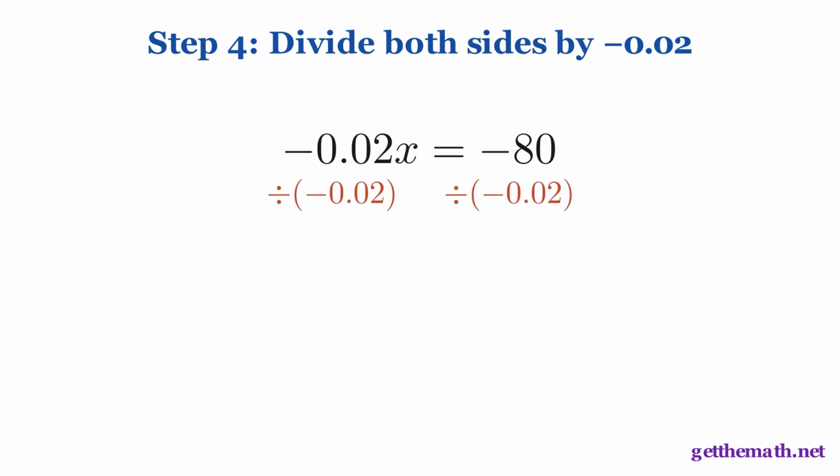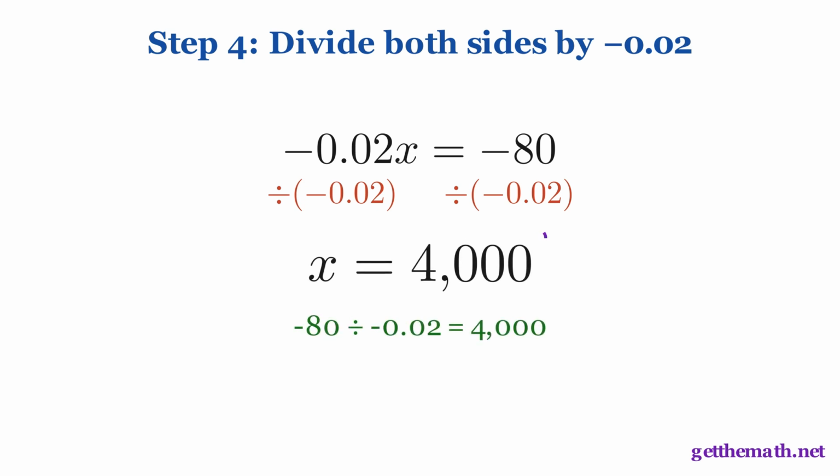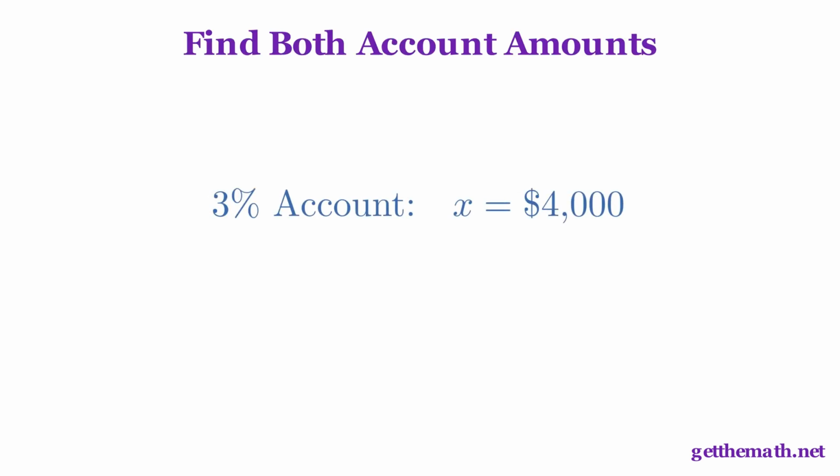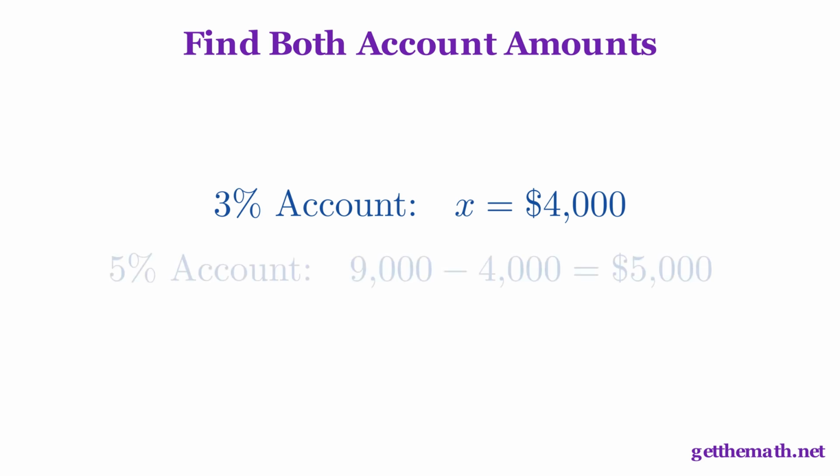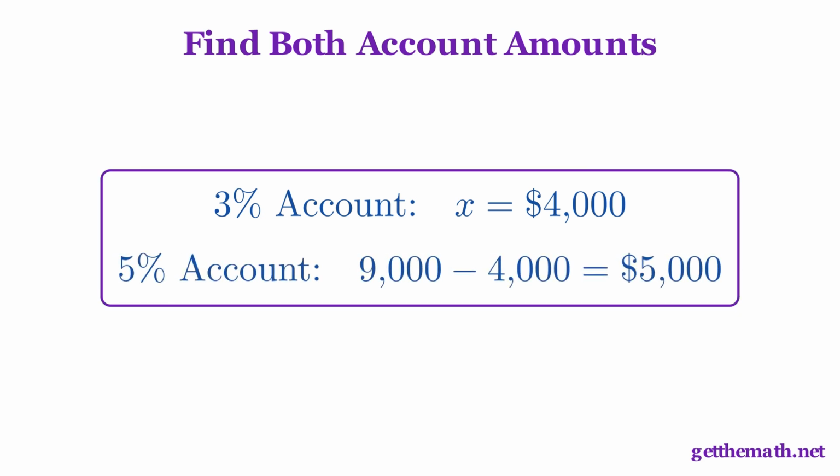So x equals 4,000. Jordan deposited $4,000 in the 3% account. And 9,000 minus 4,000 equals $5,000 in the 5% account.